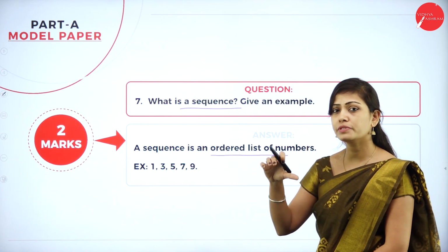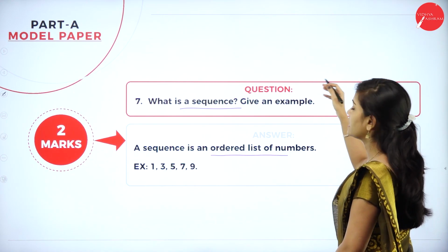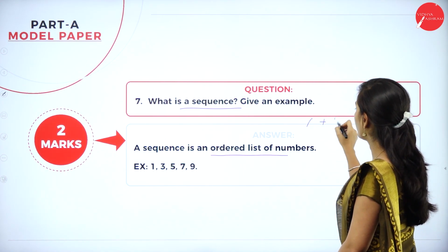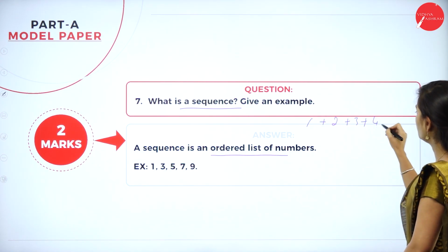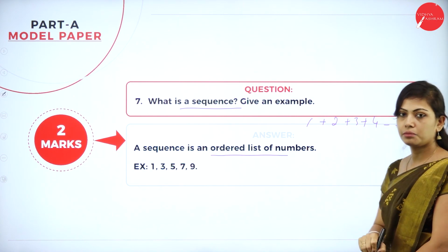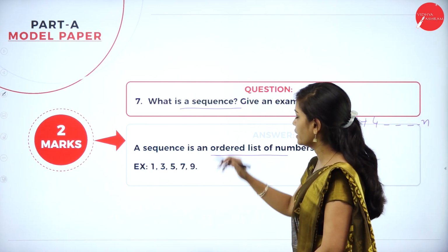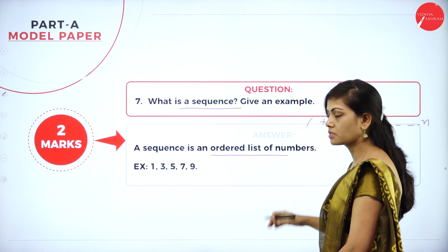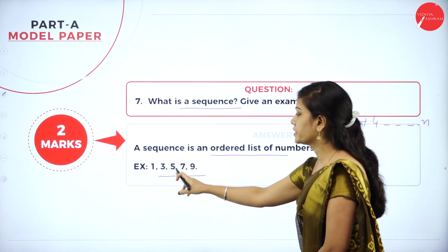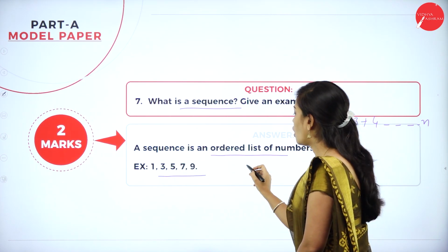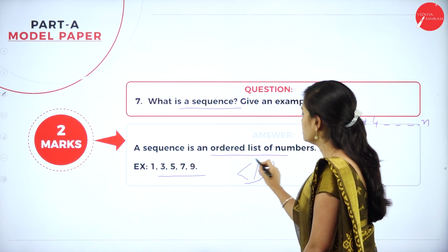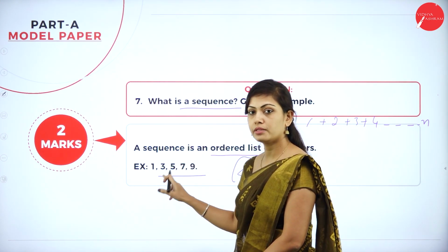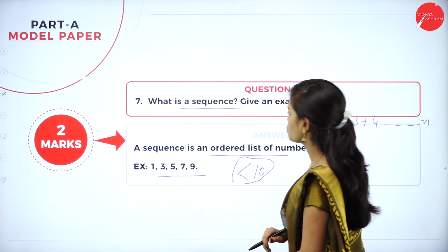So what is the meaning of sequence? Sequence means a list of numbers. For example, 1, 2, 3, 4 up to n numbers is called a sequence. A sequence is an ordered list of numbers. Clear? Here I have written 1, 3, 5, 7, 9, the odd numbers less than 10. So the series is 1, 3, 5, 7, 9. It is a 2 marks question.